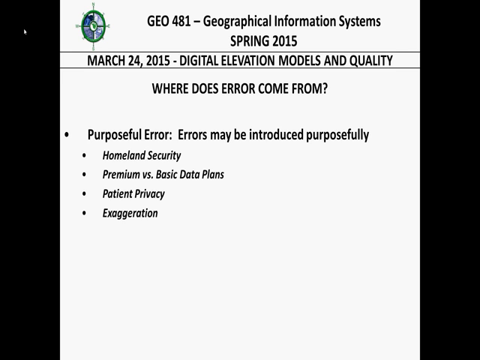So in this case, we'll talk about mistakes, but these are all purposeful errors. Whether it's Argleton or exaggerating data, or removing data because of privacy or security concerns, those are all purposeful errors, but if they're not clear to you as the map reader, you could misinterpret them even though they were done with a clear purpose.